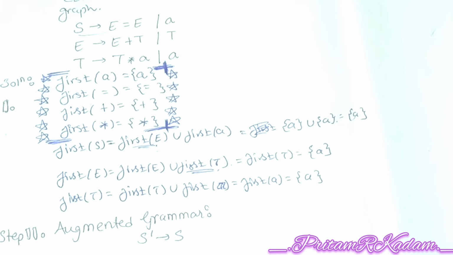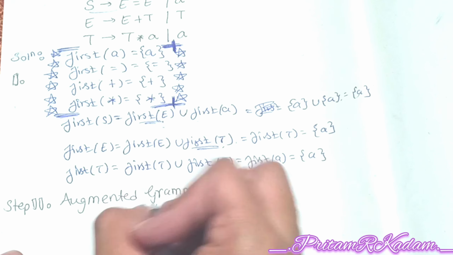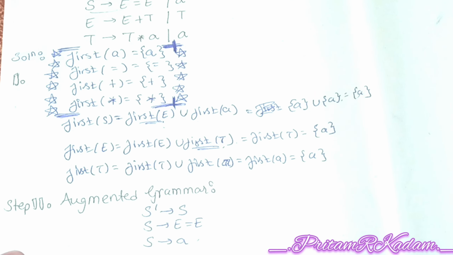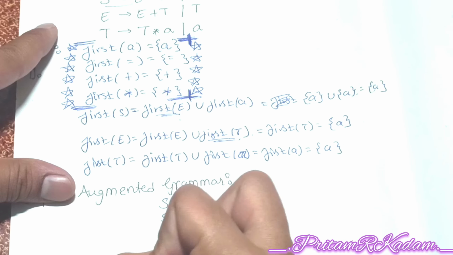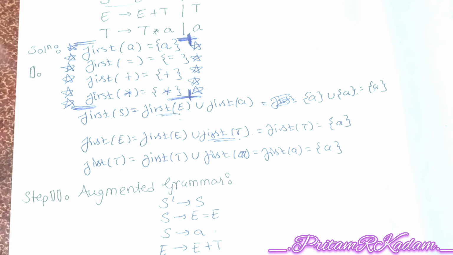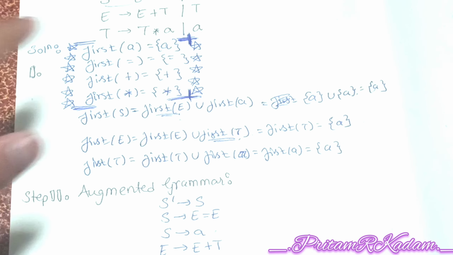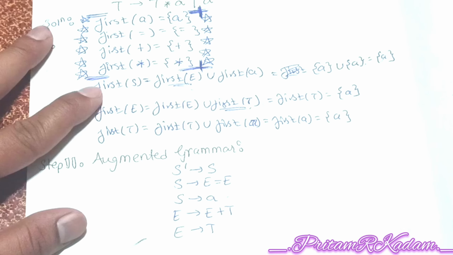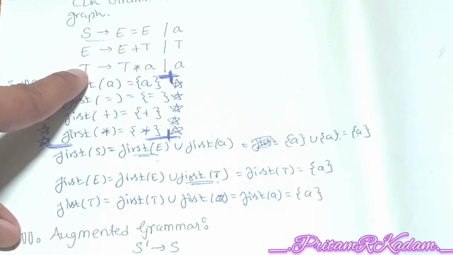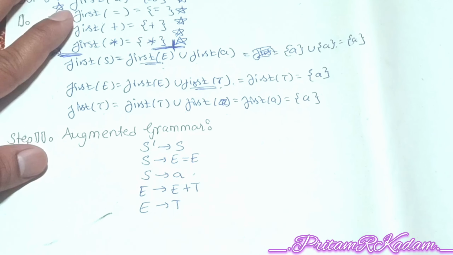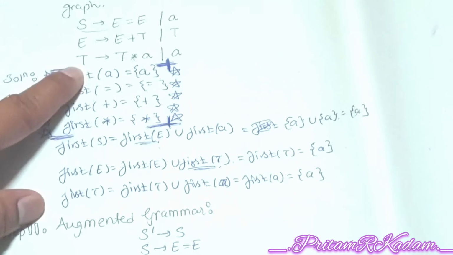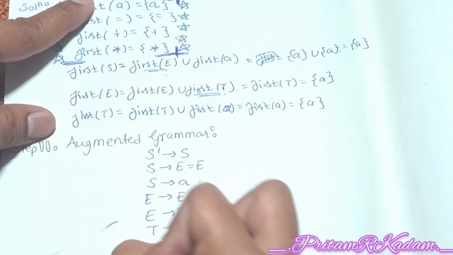S dash gives S. Now the productions of S first of all: S gives E equals E, then S gives small a. Then the two productions of E: E gives E plus T, and another production of E, that is E gives T. Now we have the two productions of T: T gives T star A, and another production, T gives A.